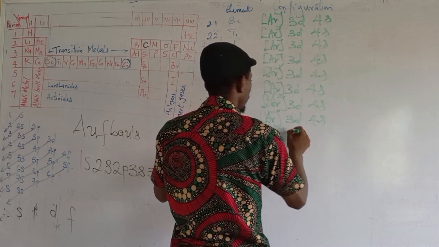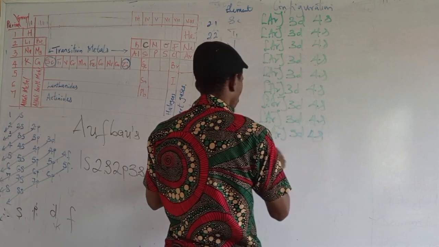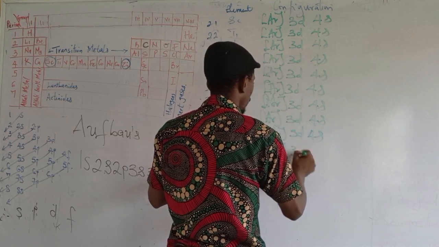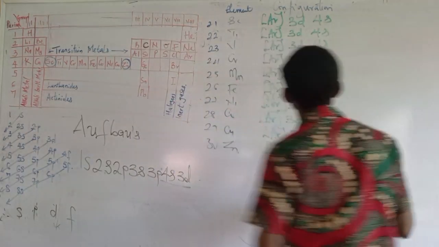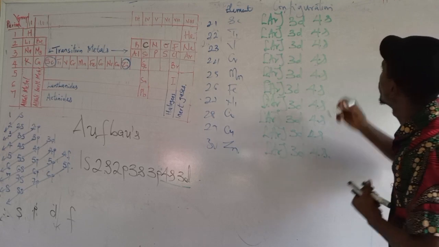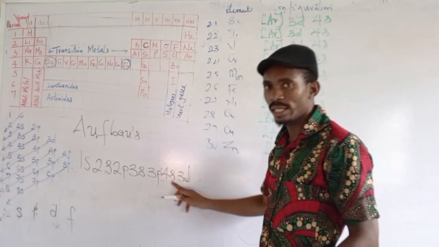So I listed 5 which you should know. 4s. Then argon, 3d, 4s. So let's see their configuration. What happens? 3d comes before 4s as opposed to what I have written here. Alright.